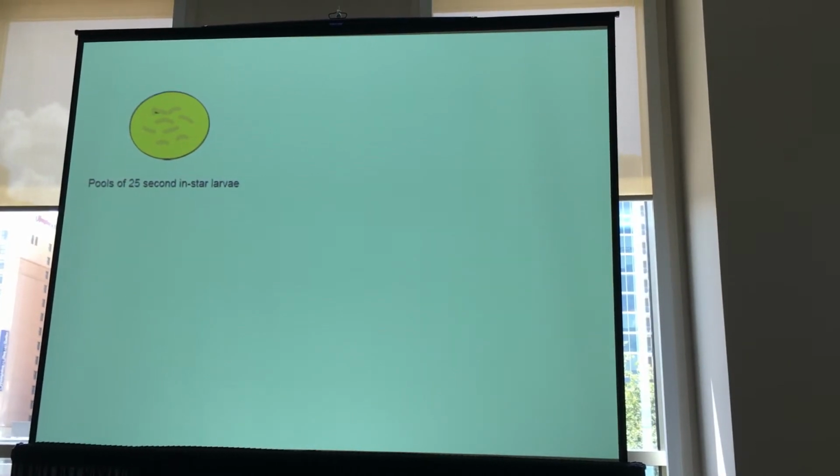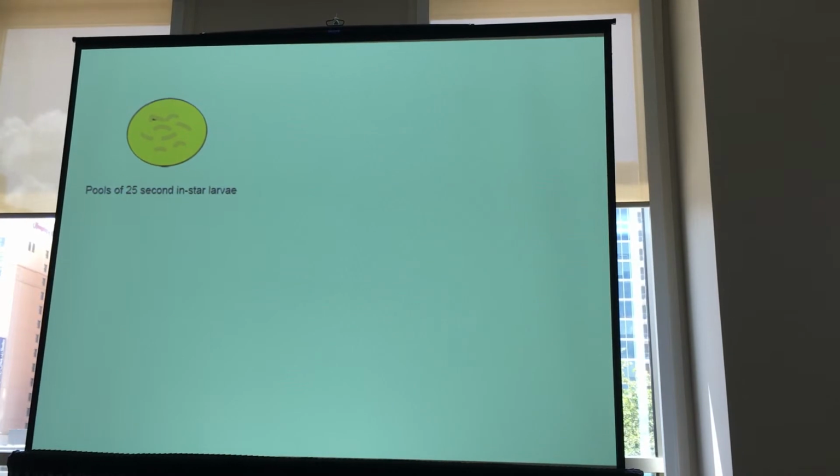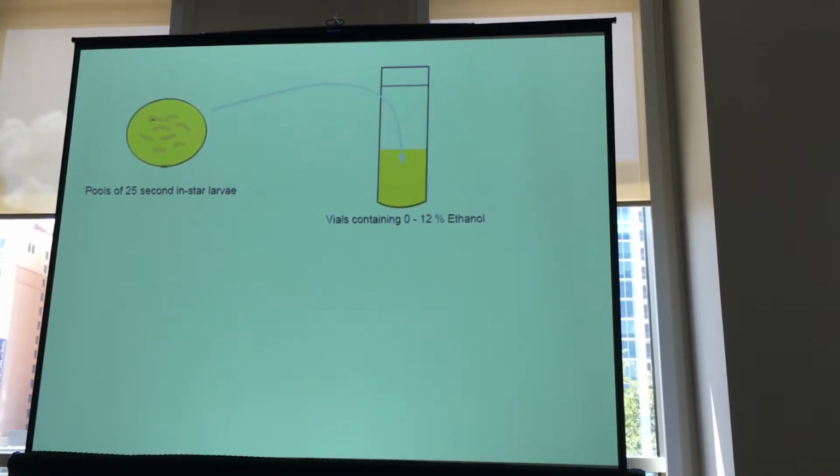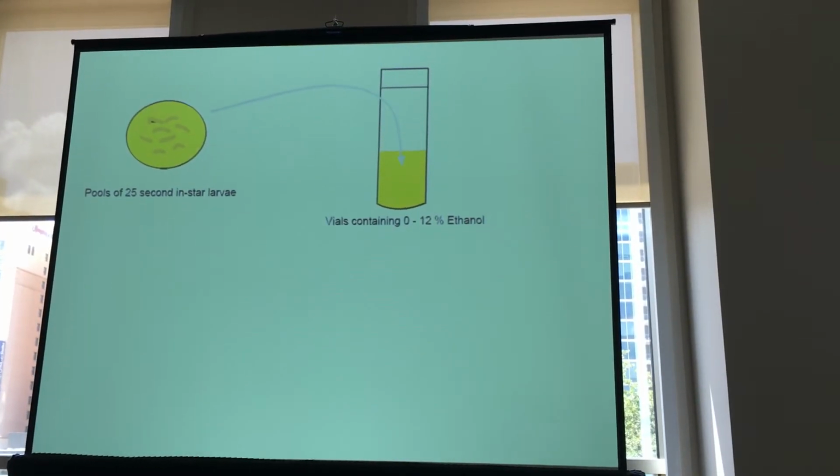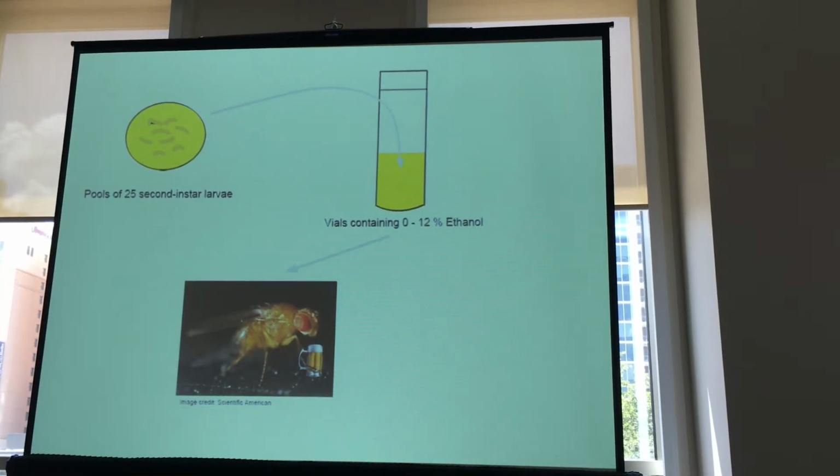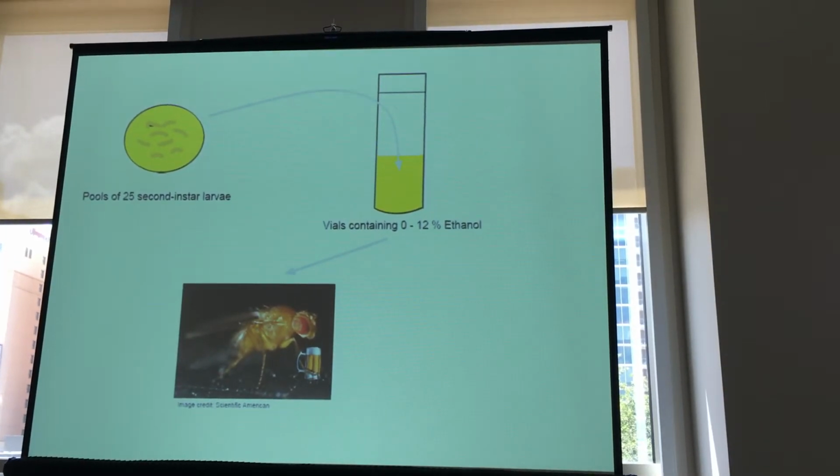So first, at the larval life stage, we did this by taking pools of 25 second instar to third instar transition larvae, placing them in vials containing various concentrations of ethanol, and basically measuring how many of them survived eclosion, how many of them lived.